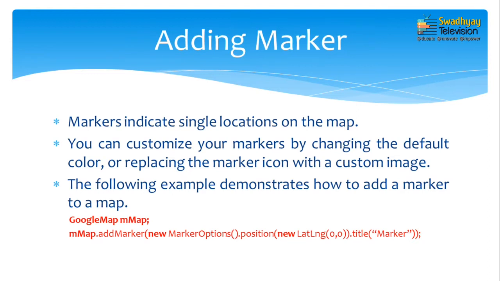Here mMap is an object of type GoogleMap, and you have to call its method addMarker, and inside addMarker you have to specify the marker position. So, we write new MarkerOptions, and once this is available, we can call its position method, and inside position we can specify the latitude and longitude for our place, and you can also specify a title. Here the title is Marker and latitude and longitude are 0 and 0 respectively. So, this is how we can add a marker in our Google Map.